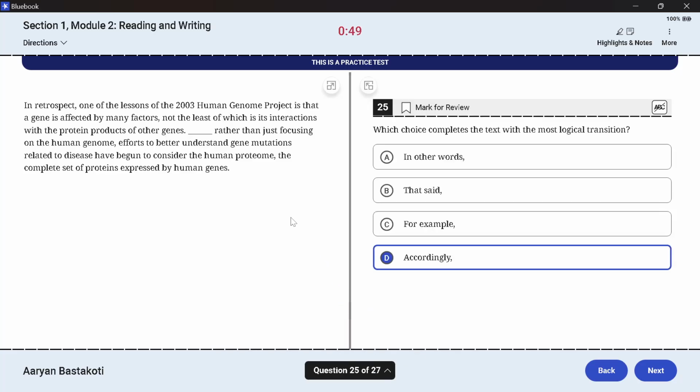I'm looking at this again. In retrospect, one of the lessons of the 2003 Human Genome Project is that a gene is affected by many factors, not the least of which is its interactions with the protein products of other genes. Rather than just focusing on the human genome, efforts to better understand gene mutation data have begun to consider the human proteome, the complete set of proteins expressed by human genes.